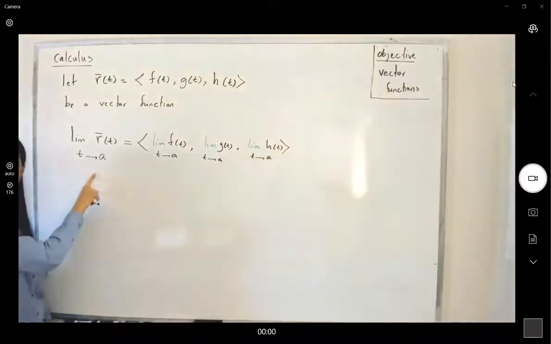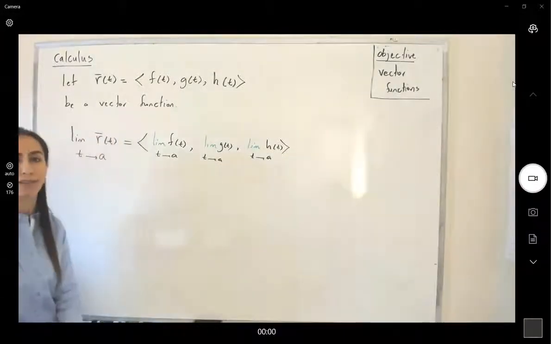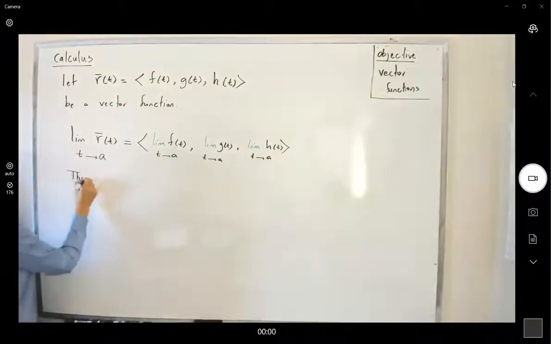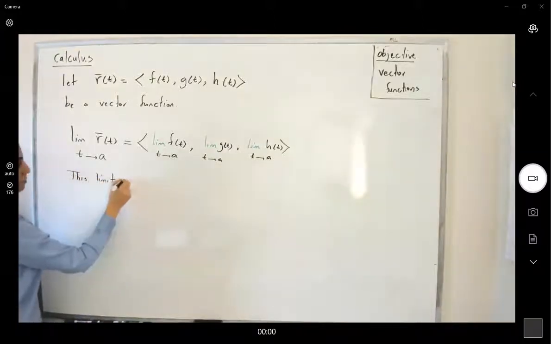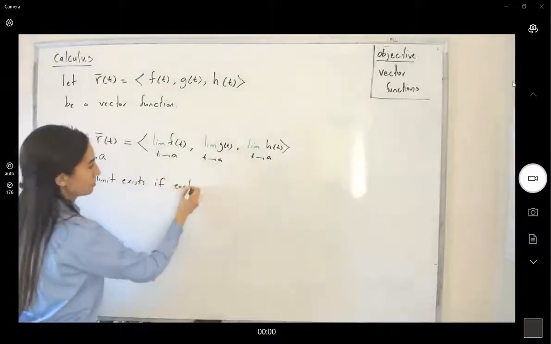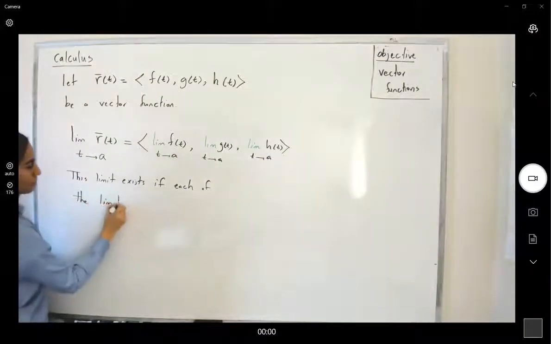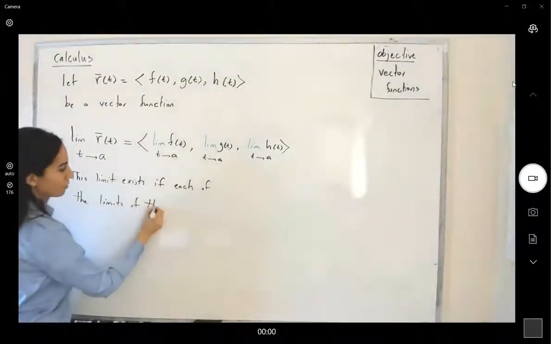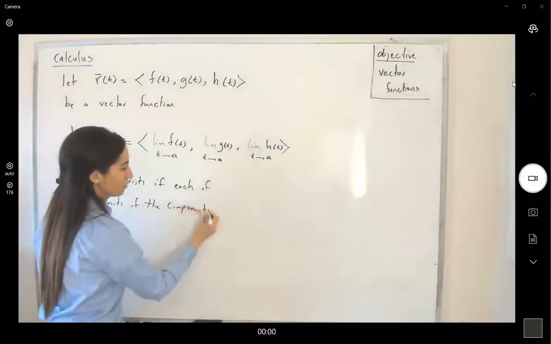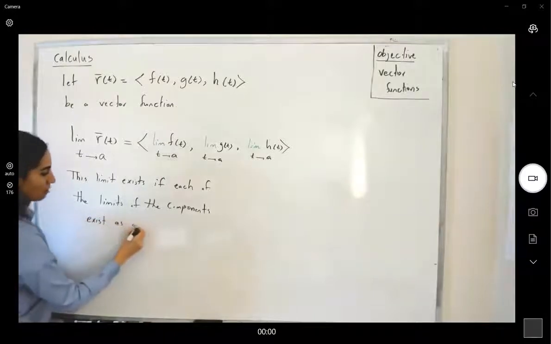So this limit exists if the limit of each of these components exists as well.